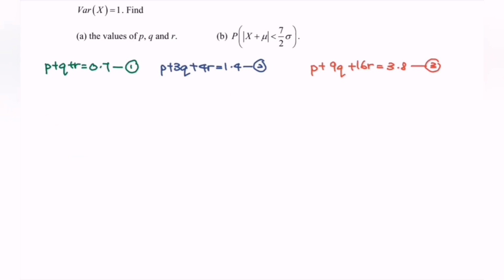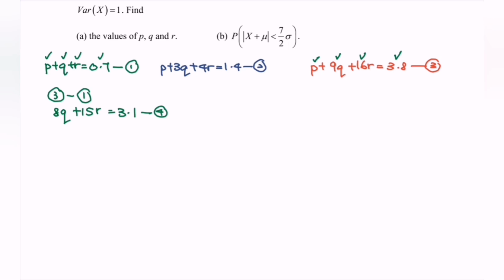Kindly refer to the situation. In order to find P, Q, and R, first of all, we are going to eliminate one of the variables. By referring to the equations, the third equation minus the first equation. So P minus P gives 0. 9Q minus Q gives 8Q. 16R minus R gives 15R. Finally, 3.8 minus 0.7 gives 3.1. So here we have the fourth equation.